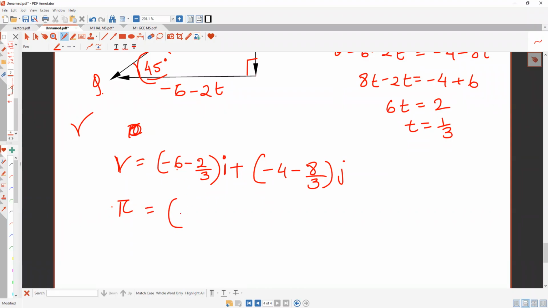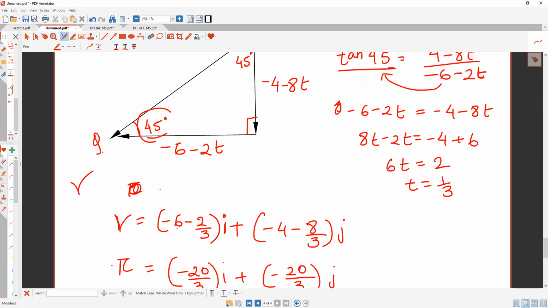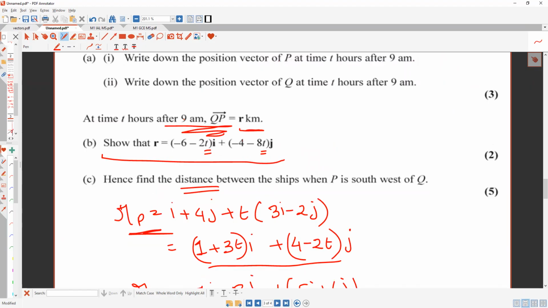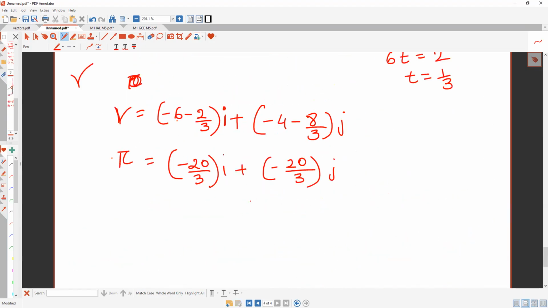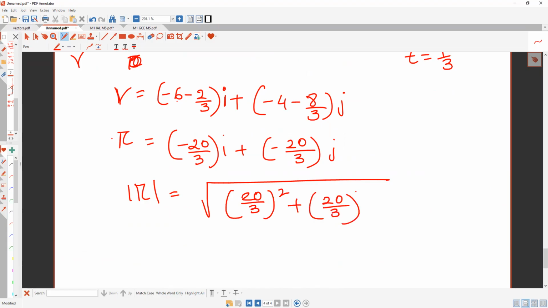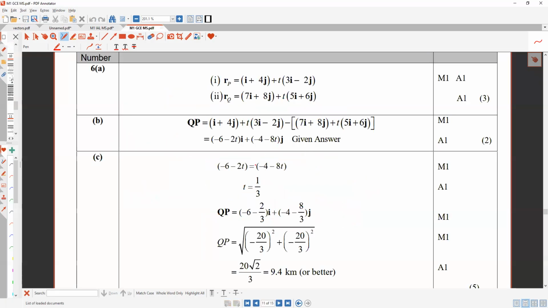Both times minus 20 by 3. So minus 20 by 3 I plus minus 20 by 3 J. But they want speed, velocity? No, they want distance from us. What do they want from us? Distance. What we got is displacement between P and Q. So you have to do the magnitude of displacement R equals root of 20 by 3 whole square plus 20 by 3 whole square. Please do this and find me the value of distance. How much are you guys getting? 9.4 kilometers.